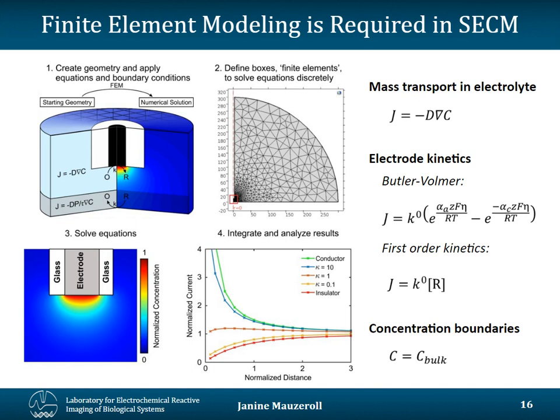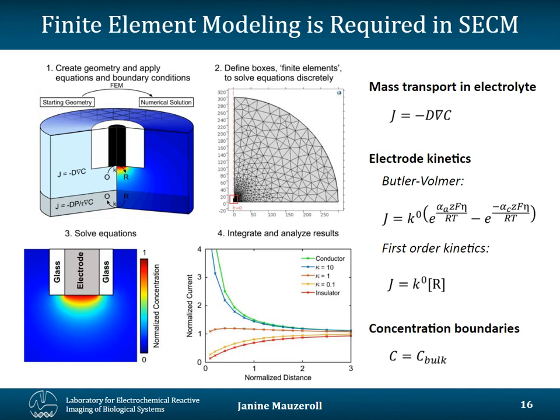Once you've identified which boundaries will have a mass transport component or will be subject to electrode kinetics, then you go to panel two, where you will mesh that solution environment. So you will define small boxes that can be triangular or rectangular in geometry, and you will solve the equations discretely in these elements. Once you've solved them, then we see on panel three on the lower left-hand side, you can obtain concentration profiles close to the electrode surface or close to the substrate if you would like. Once you have access to these concentration profiles, you can then reproduce the approach curves, which are presented in panel four on the lower right-hand side.